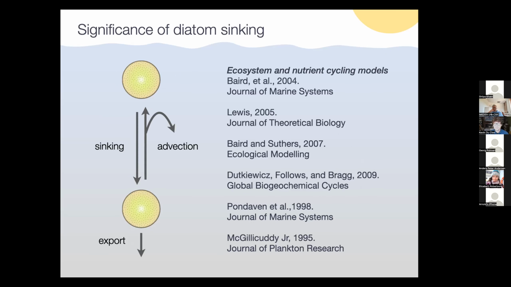So for all these reasons, diatom sinking is an important part of many ecosystem and nutrient cycling models. But this term is not very well constrained. Often models will just use a single value for a diatom sinking speed, or maybe they'll pick 2 or 3 size classes and pick a sinking speed for each. But as I'm going to show you, it's quite a variable phenomenon, and it varies over multiple timescales.